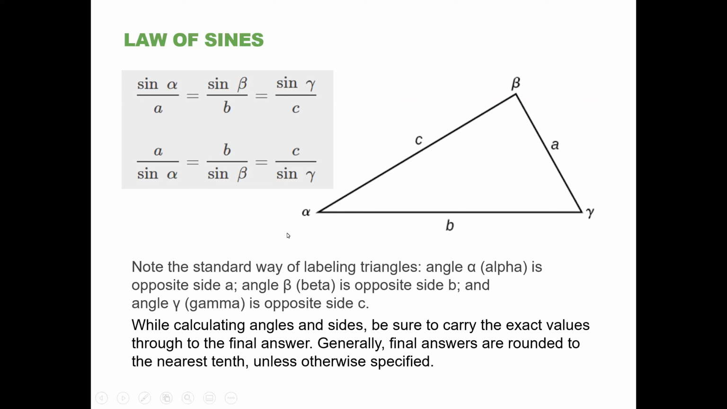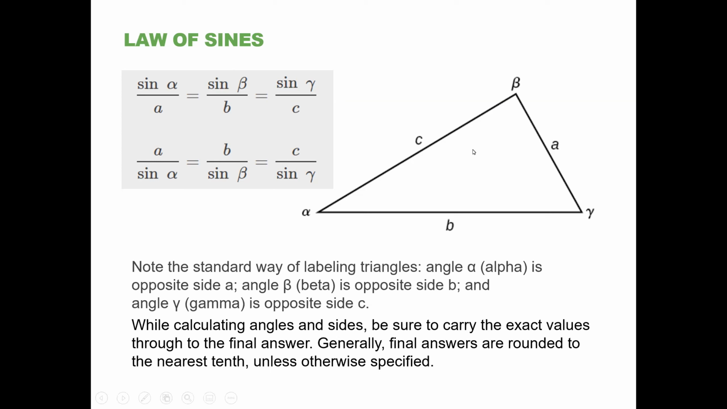Here is the same statement written down. The ratio of sine of alpha divided by side A is the same as sine of beta divided by side B, which is the same as sine of gamma divided by side C. Or we could flip these ratios and say that side A divided by sine alpha is the same as side B divided by sine beta, which is the same as side C divided by sine gamma.